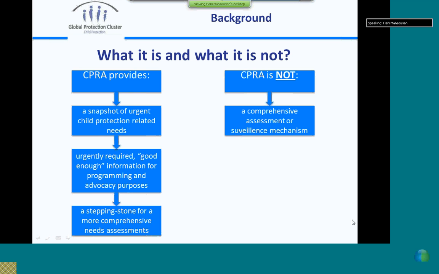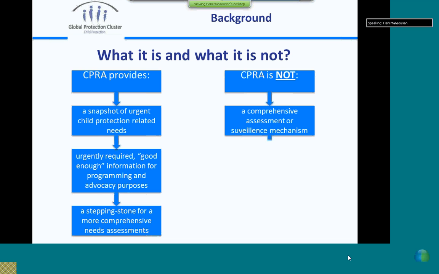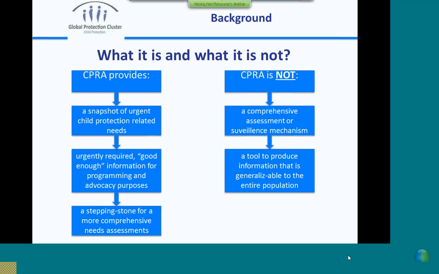And you should be aware of the limitations, because CPRA is not a comprehensive assessment or surveillance mechanism. It can be developed to be a monitoring system, a situation monitoring, not a program monitoring, which are conceptually different things. But it's not set up to be a comprehensive assessment. It's not a tool to produce information that can be generalized to the population. So based on the rapid assessment results, we should not be talking about this percentage of children being separated, or that percent of children being in danger of death or injury. We cannot generalize to the population.